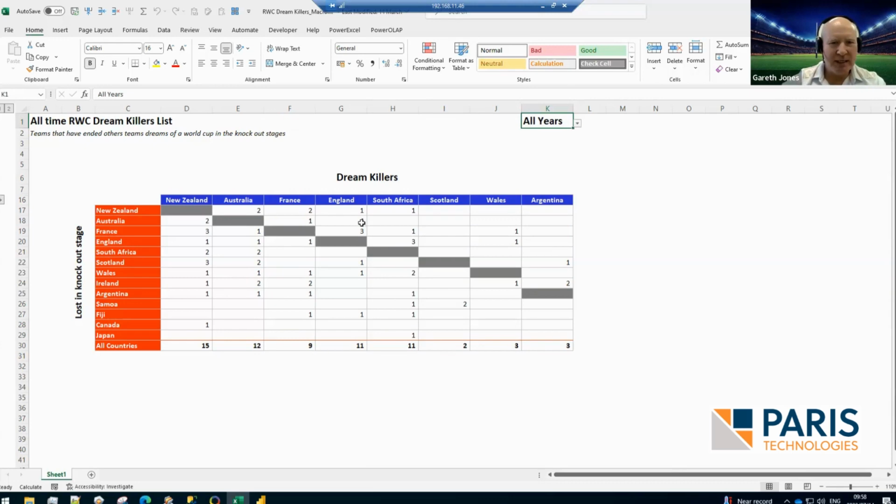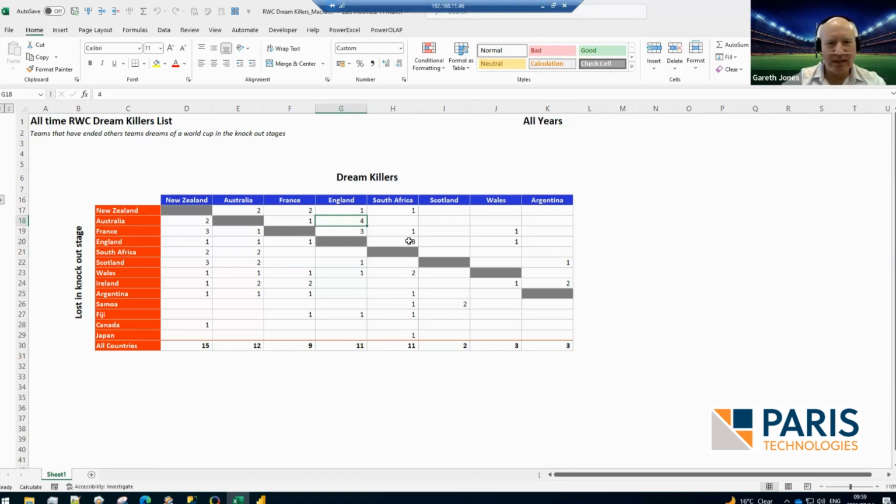Well, what can we see? There's a big number here. England have knocked out Australia 4 times. Wow, that's so interesting. I like that stat. And of course, we remember that famous one where they won against Australia to win their only World Cup. They beat Australia in the final.